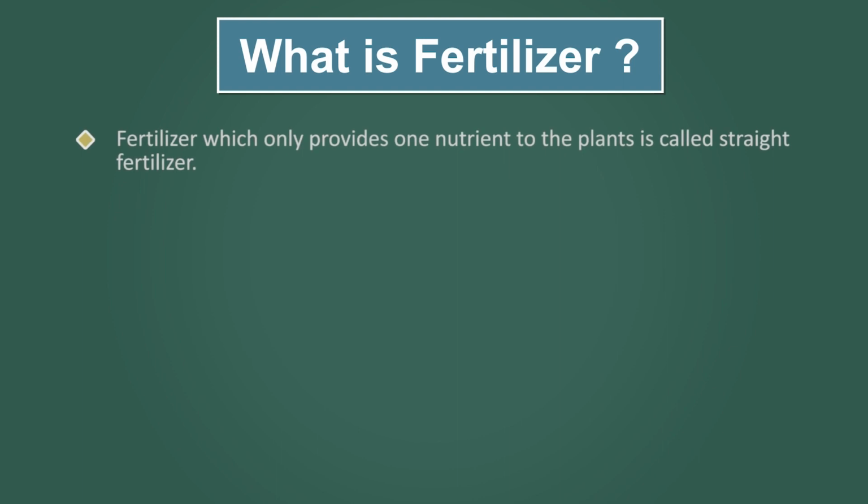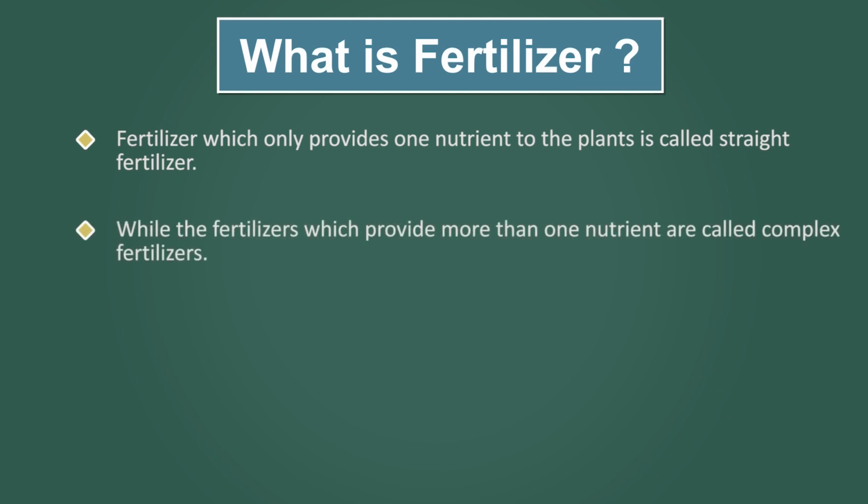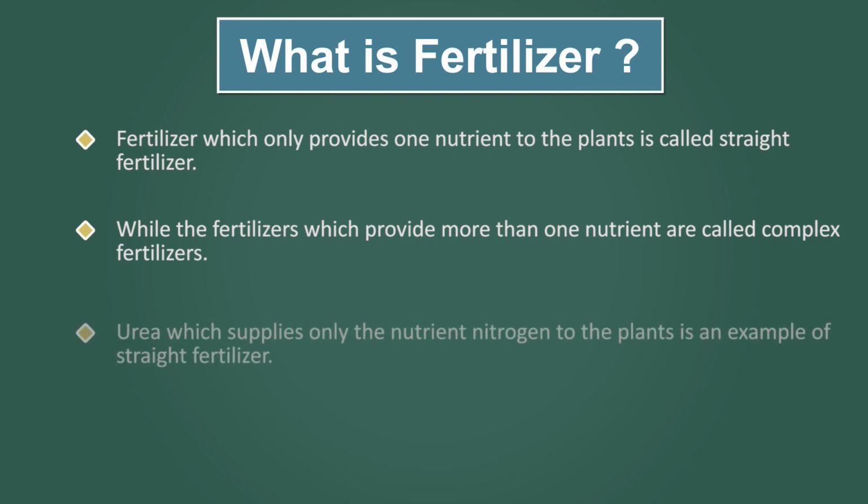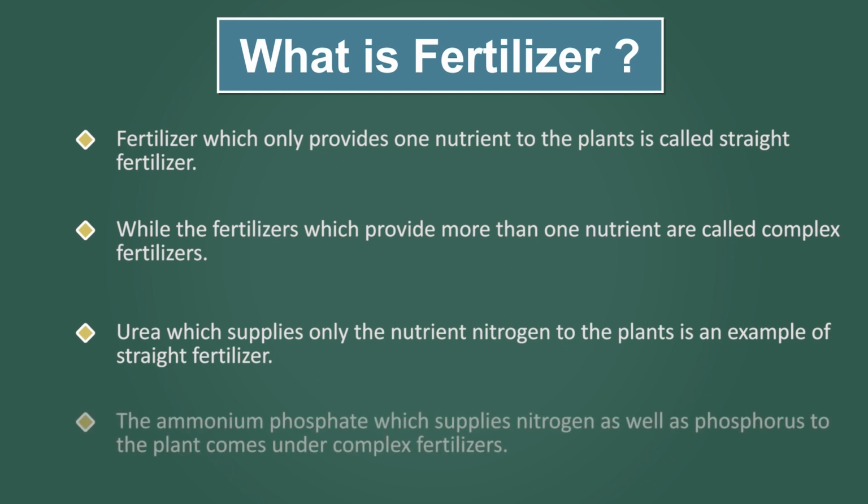Fertilizer which only provides one nutrient to the plant is called straight fertilizer, while the fertilizer which provides more than one nutrient is called complex fertilizer. For instance, urea, which supplies only nitrogen to the plant, is an example of straight fertilizer, whereas ammonium phosphate, which supplies nitrogen as well as phosphorus to the plant, comes under complex fertilizer.